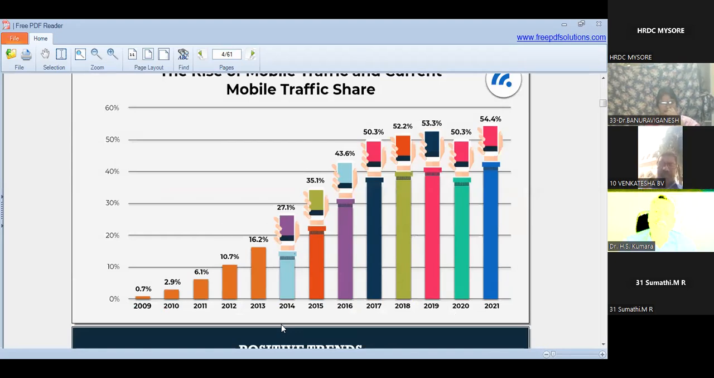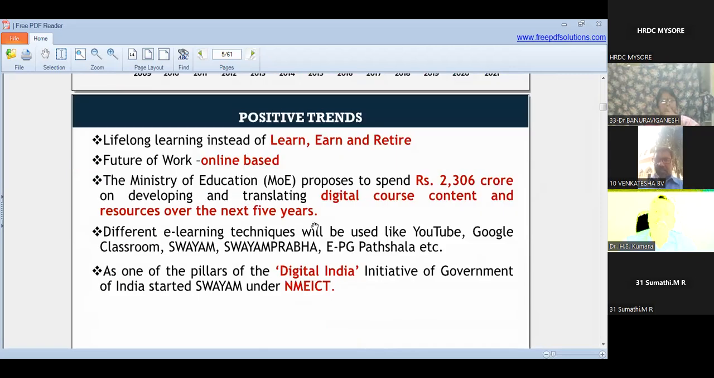Then moving further, understanding the further positive trend: lifelong learning instead of learn and retire. As a teaching fraternity, we need to re-look into it, because earlier we would only learn and retire. But in the present context, we need to go for lifelong learning instead of learn and retire.